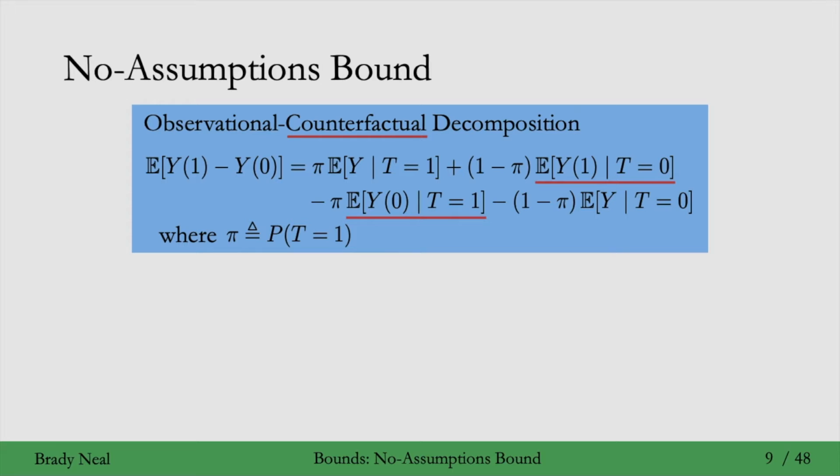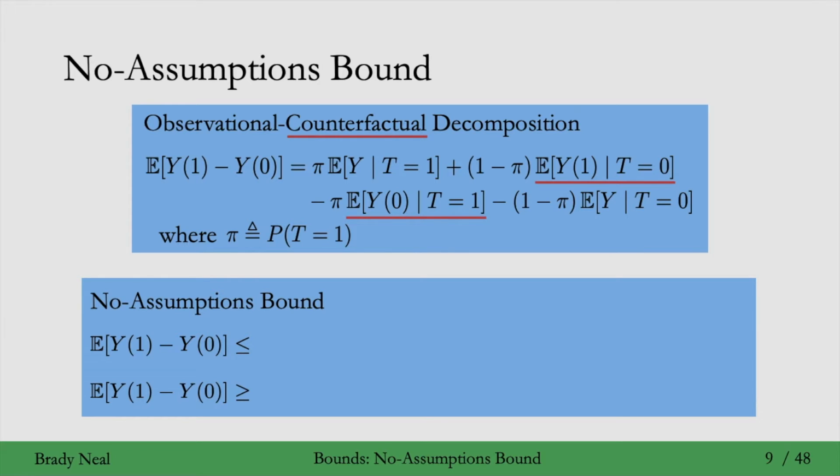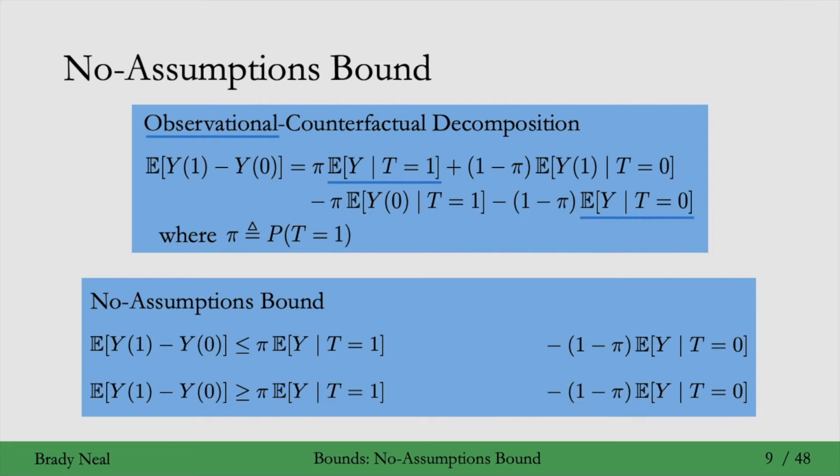That's because we can't compute them from the observational distribution. Okay, so the goal is to get an upper bound and a lower bound on the ATE here. The first thing to notice is that we don't need to do anything with these observational quantities. We can just copy and paste them into our bounds because we can compute them from the observational distribution. Then we'll upper bound this counterfactual quantity here.